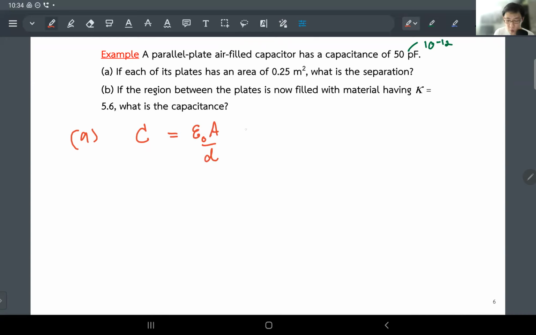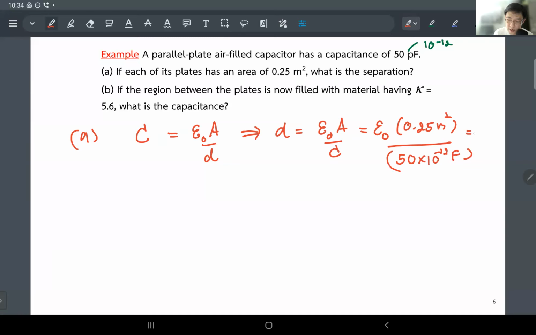Okay, so you want to figure out the D, the separation is going to be epsilon naught A over C. Epsilon naught is a constant; you can look it up. A is 0.25 square meter. And C, the capacitance, is just 50 times 10 to the negative 12 farad. And that's it, guys. You are done. No big deal.